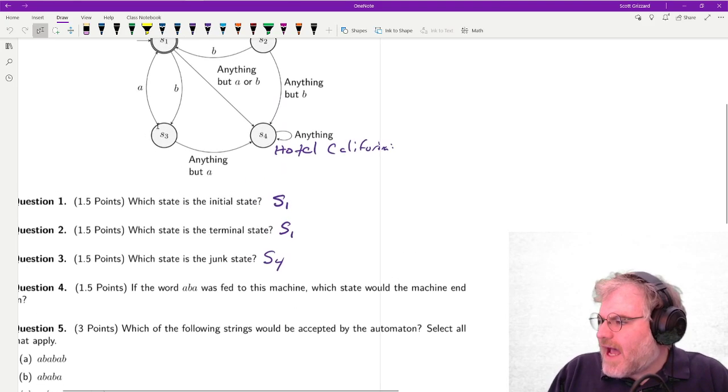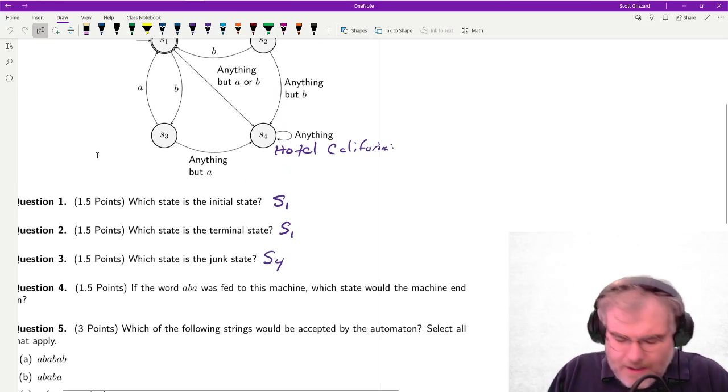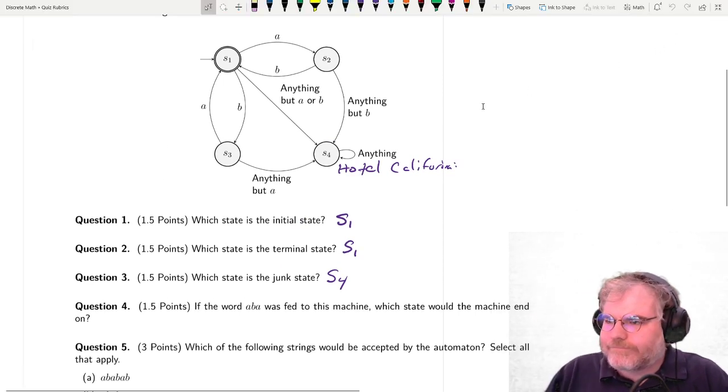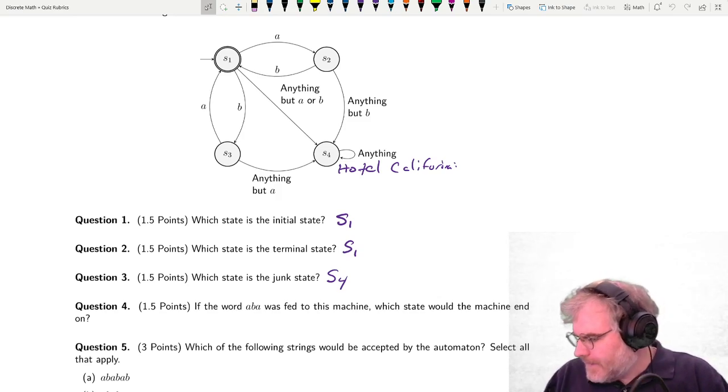How do we feel about that, 1 to 5? I know the book didn't go into junk states very well, and I kind of breezed through it a little bit. But how do we feel about that?